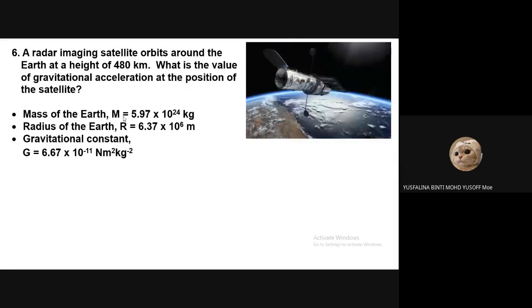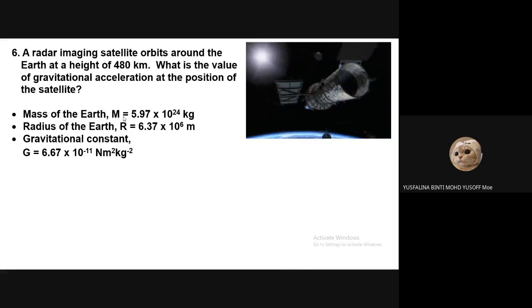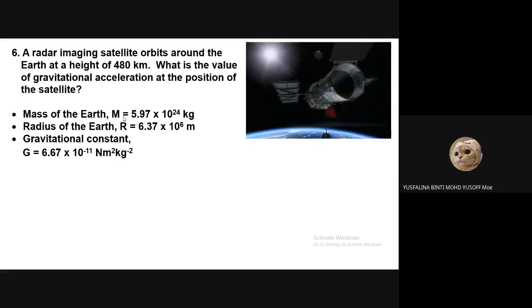A radar imaging satellite orbits around the Earth at a height of 480 kilometers. What is the value of the gravitational acceleration at the position of the satellite? Can you try to calculate this one?